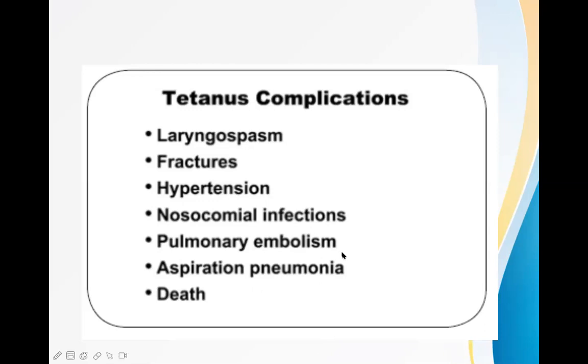Pulmonary embolism, this is because of deep vein thrombosis. The thrombus may get detached and reach the pulmonary artery. Aspiration pneumonia, and the person has a high chance of death after clinical tetanus.